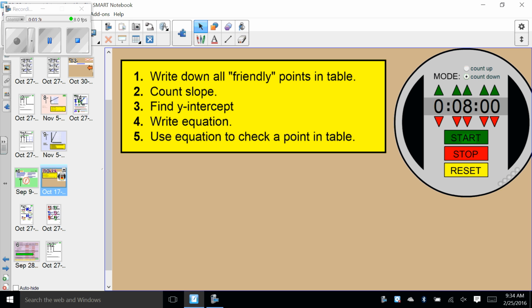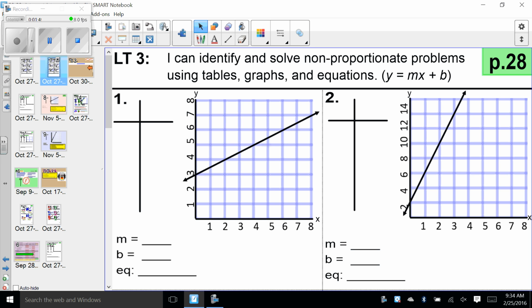So those are your 5 steps. We're going to write down all friendly points in the table. I'll explain what that means in a second. You're going to count your slope, rise over run. We'll find the y-intercept, write the equation, and then check to make sure everything is working out. So here we go, back to the learning target: table, graph, equation. Here is what I mean by friendly points.